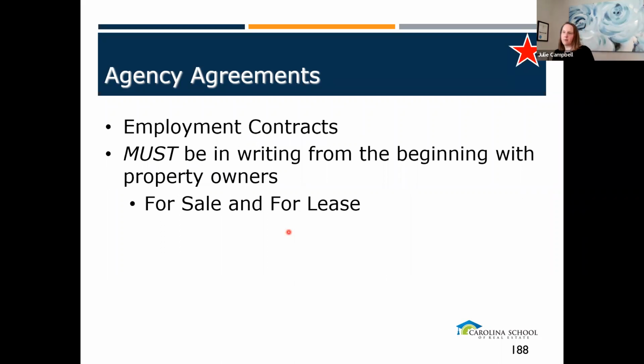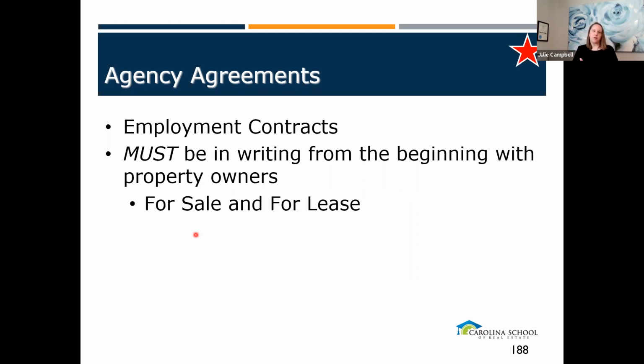Our written agency agreements, or any of our agency agreements, must be in writing from the beginning every time we work with an owner. Listing agreements and property management agreements. I cannot perform a single service for the owner of a property without first entering into a written agency agreement. It's only buyers and tenants that I can work with under an oral agreement at first.